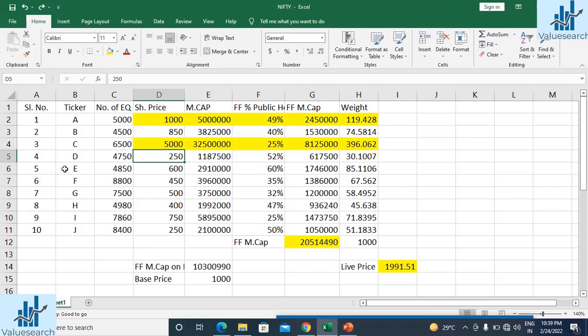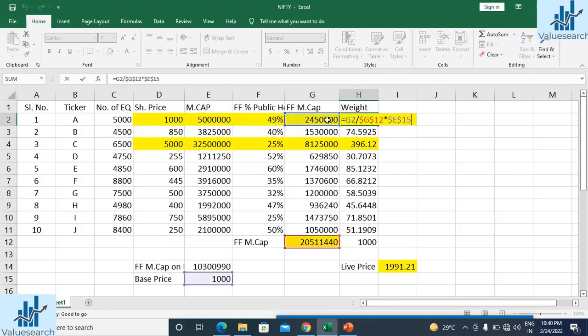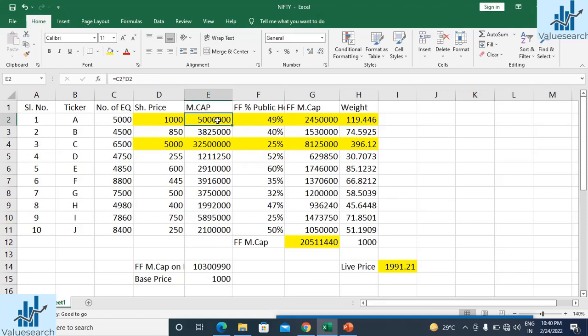If it becomes 255, a little bit of change. If it becomes 445, little bit of change. So it depends on this weight, and this weight depends on the free float market capitalization, because we calculated this from market cap. A company's free float market capitalization upon the total free float market capitalization of the entire index multiplied by the base price is your weight for the particular index. So how much weightage you have on the index depends on your free float market capitalization, not even on your market capitalization.